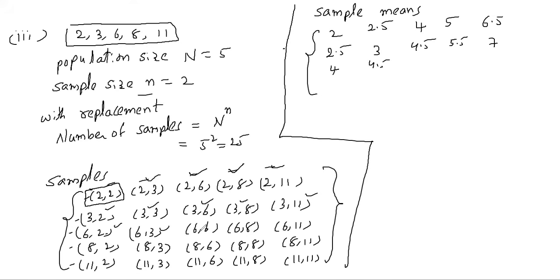Next, 6 plus 6 by 2 is 6. Next, 6 plus 8 is 14, 14 by 2 is 7. 6 plus 11 is 17, 17 by 2 is 8.5. Okay, this row is completed. Next, fourth row: 8 plus 2 is 10, 10 by 2 is 5. 8 plus 3 is 11, 11 by 2 is 5.5. 8 plus 6 is 14, 14 by 2 is 7. 8 plus 8 is 16, that is 8. 8 plus 11 is 19, 19 by 2 is 9.5.